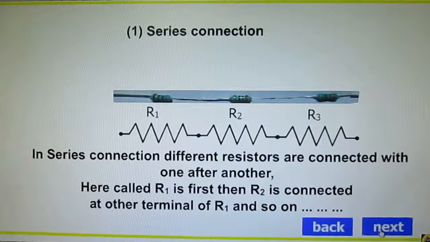Resistors R2 and R3 are connected with R1. In series connection, different resistors are connected one after another. Here R1 is first, then R2 is connected at the other terminal of R1, and so on.